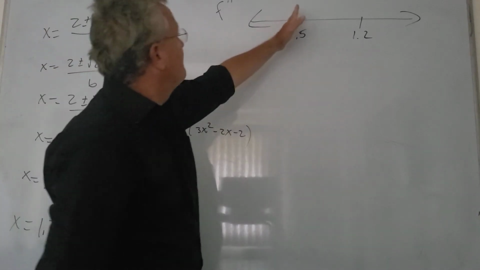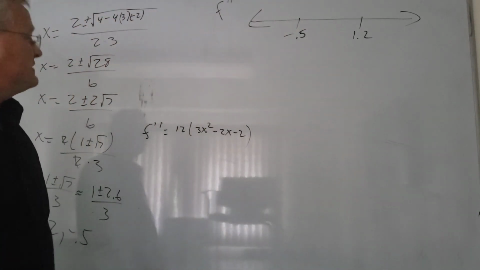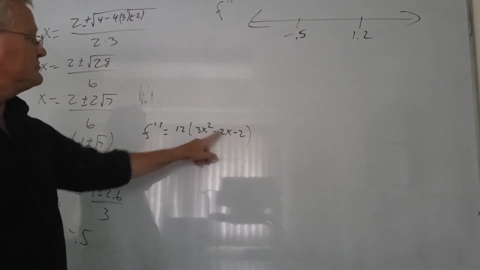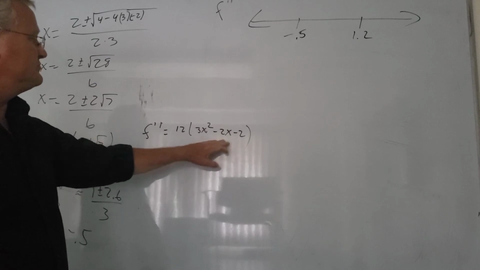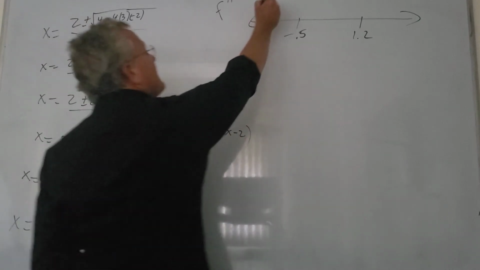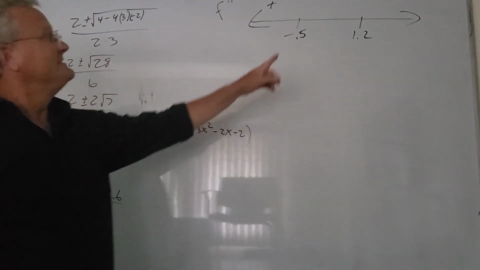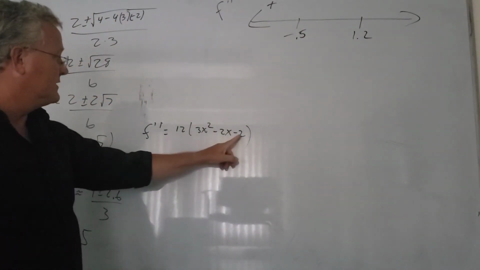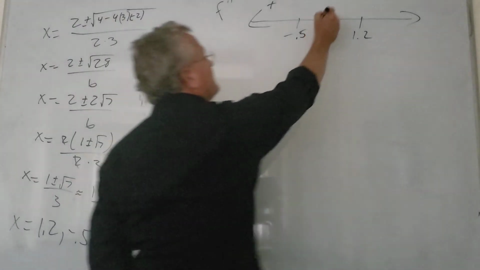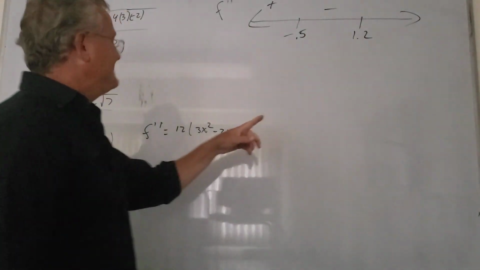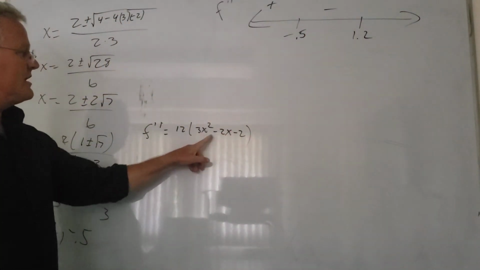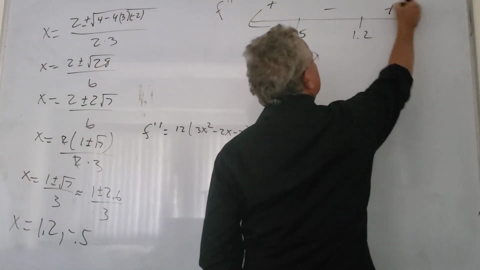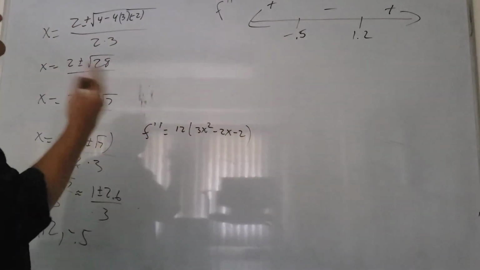When I plug in a number less than negative 0.5, let's plug in negative 1. We get 3 minus a minus 2. 3 plus 2 is 5, minus 2 is 3, times 12 is a positive. 0 is a nice number to pick between a negative and a positive. When I plug in 0, we get 12 times negative 2, which is a negative. And when you plug in like 10, you're going to get 300 minus 22, which is going to be a positive. And we get a sign behavior.